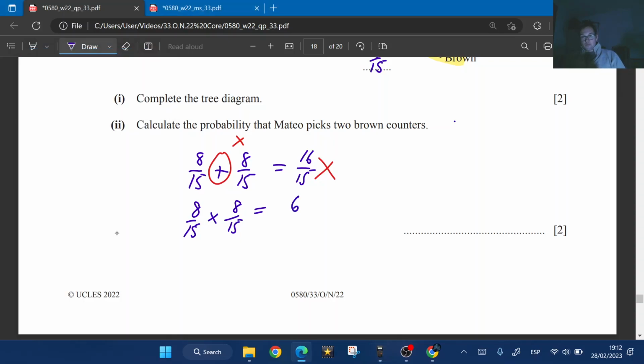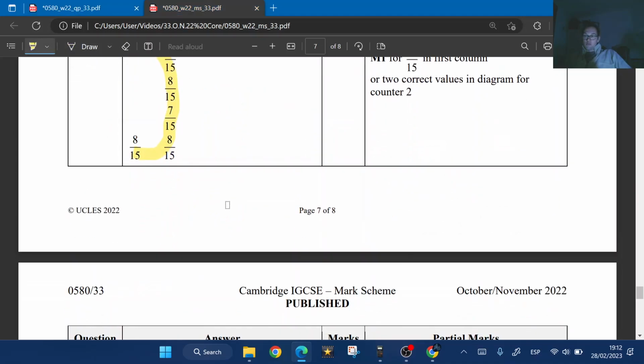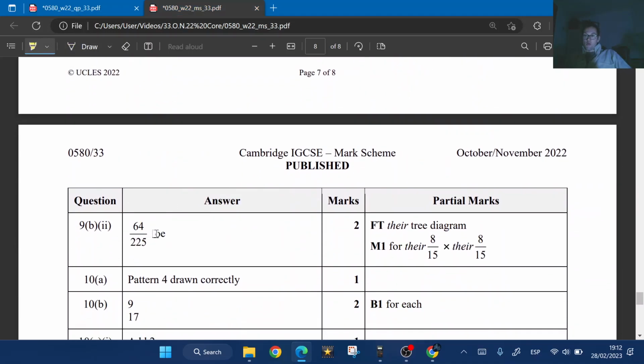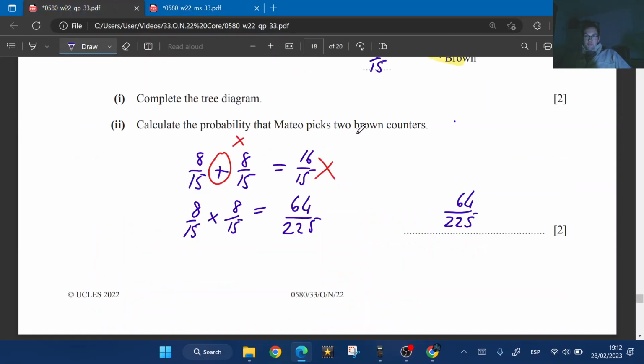64 out of 225. How do you want to write it? Well, that's fine. If you want to write a decimal, you can. This is or equivalent. Alright, 8 over 15 times 8 over 15 it is.